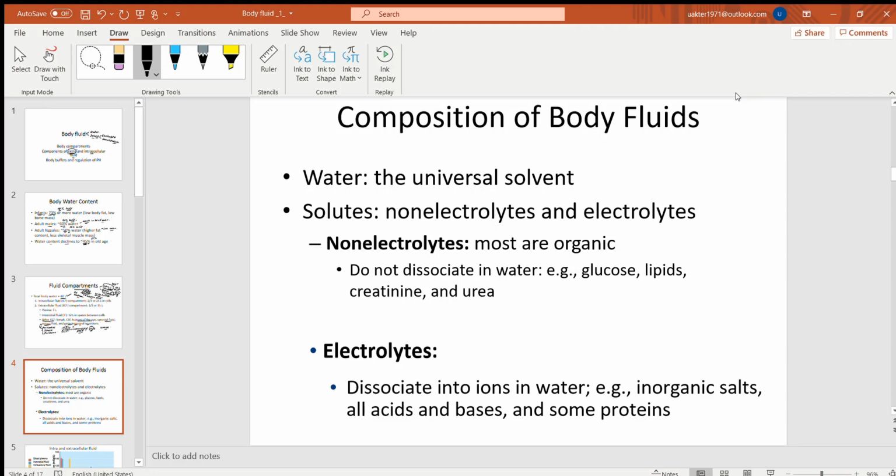Make sense? Now the composition of the body fluid. I mentioned at the very beginning today that the body fluid is composed of water, which is the main part of the body fluid, and also solutes, right? You remember that? And I told you that solutes are two types, electrolytes and non-electrolytes. Electrolytes carry electrical signal.